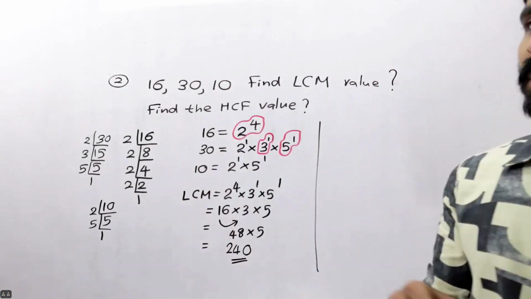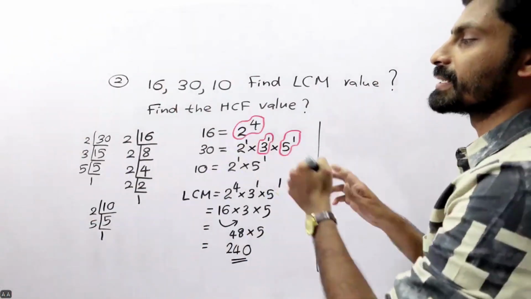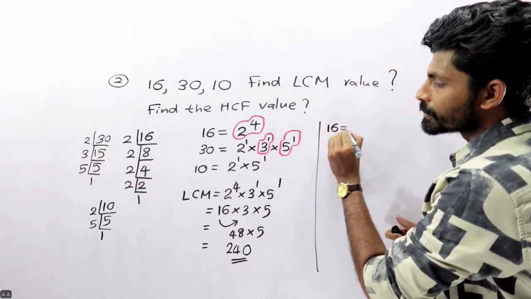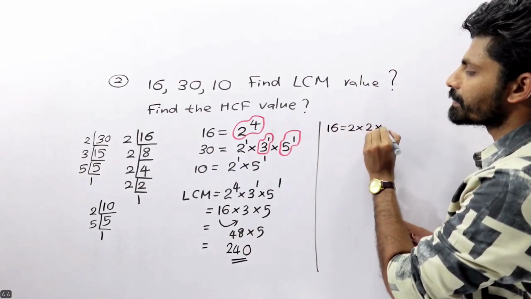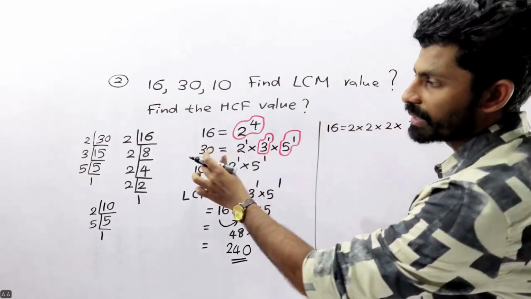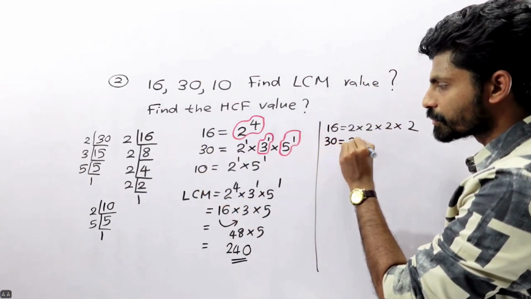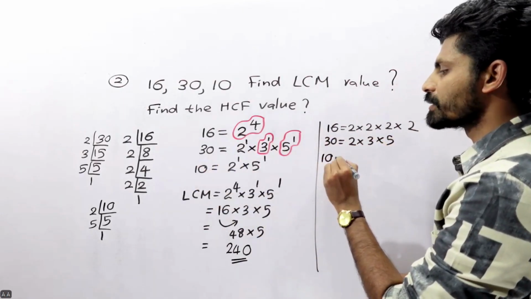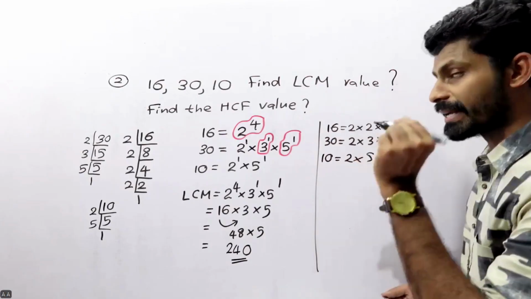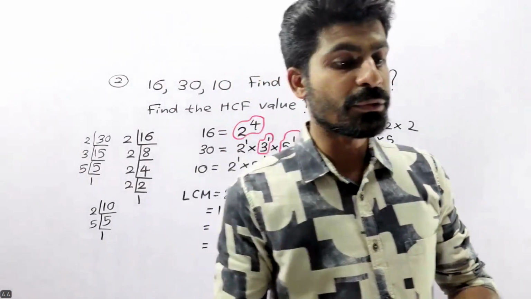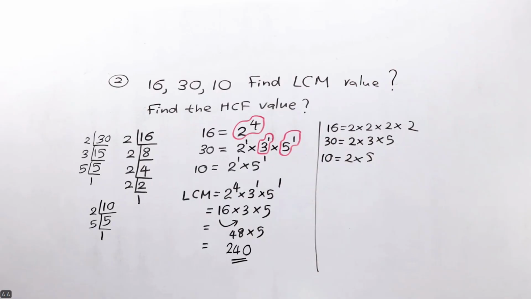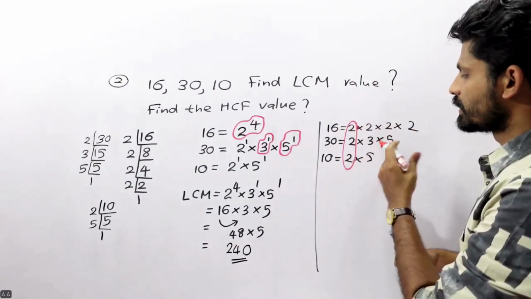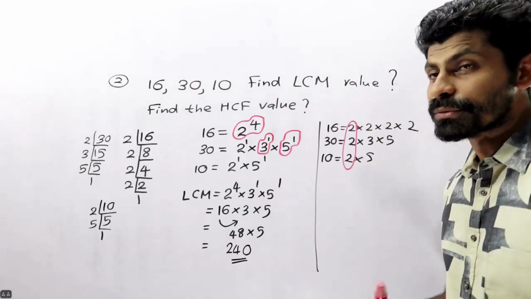Right, let's see the highest common factor, the HCF value. 16 equals 2 multiplied by 2 multiplied by 2 multiplied by 2. 30 equals 2 multiplied by 3 multiplied by 5. 10 equals 2 multiplied by 5. In this method, we choose the common factors. What are the common factors? We can see 2 is common. That's all, only 2 is common.